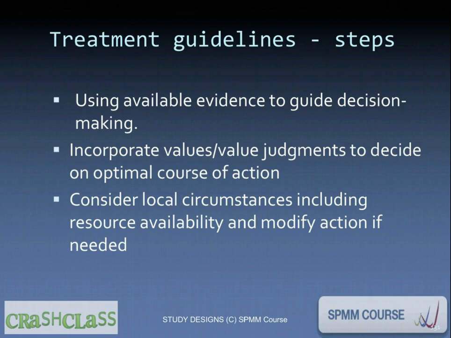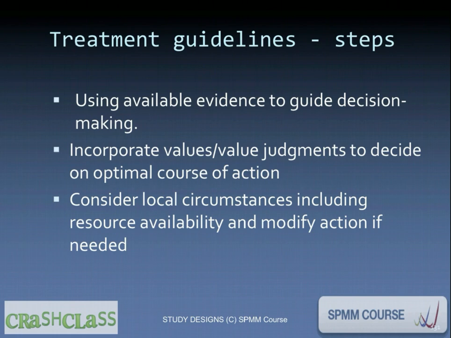So how do we make treatment guidelines? What are the steps in preparing a treatment guideline? We have to use available evidence to guide decision making, and you have to synthesize the evidence. You have to do a systematic review and literature search, but it's also important to incorporate values and value judgments to decide on the optimal course of action.